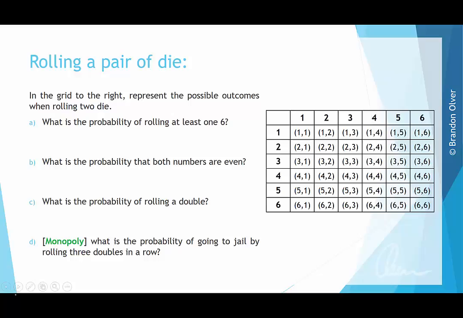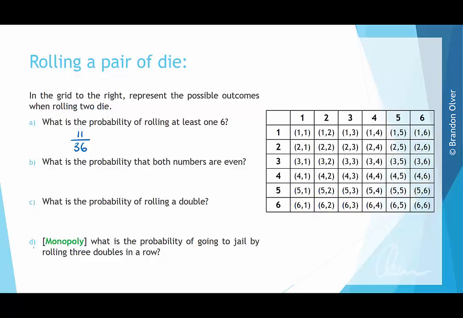So with that in mind, the first part of the question asks, what is the probability of rolling at least one 6? So if we have a look at our grid, this represents the sample space. And rolling at least one 6 includes all of the elements down here, and it also includes the elements through here. So if we count these up, we have 1, 2, 3, 4, 5, 6, 7, 8, 9, 10, 11. So there's 11 outcomes that satisfy our probability of rolling at least one 6. And across the grid, there are 36 possible outcomes. So the probability is 11 on 36.